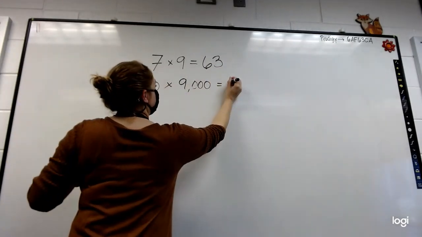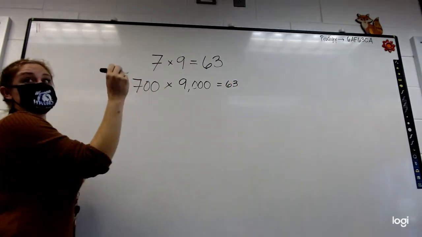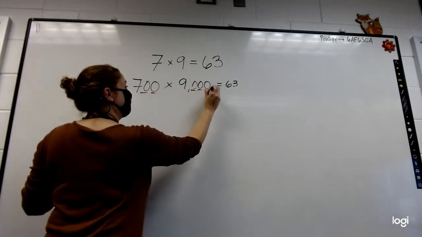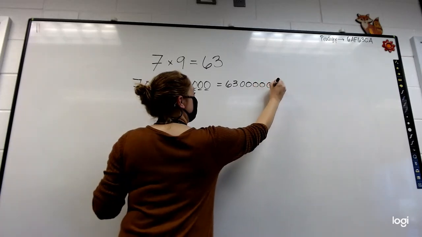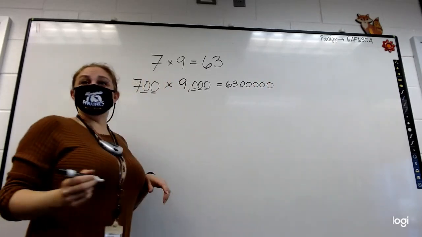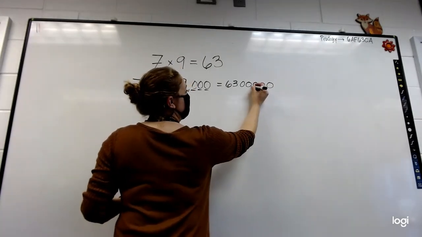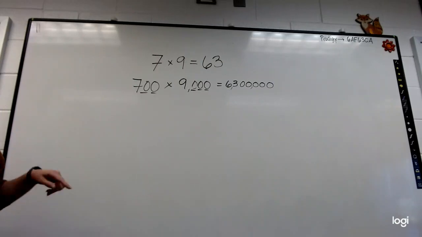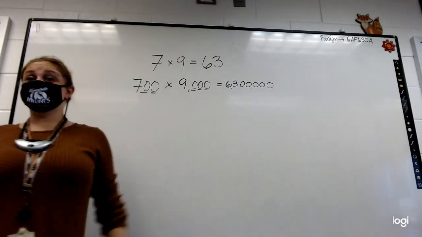63. Now sometimes I will actually underline my zeros as I count to make sure I don't forget. So 1, 2, 3, 4, 5 zeros. And remember for commas, you just start all the way in the ones and count over 3, comma. Count over 3, comma. So 700 times 9,000 is 6,300,000. Big number.